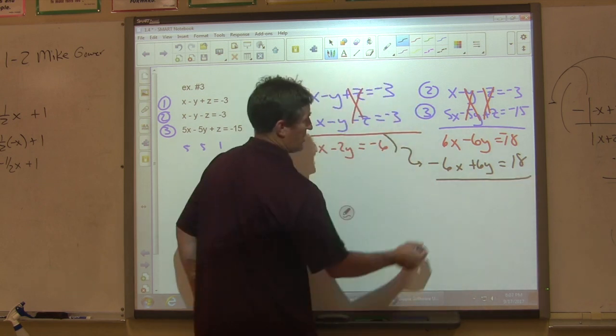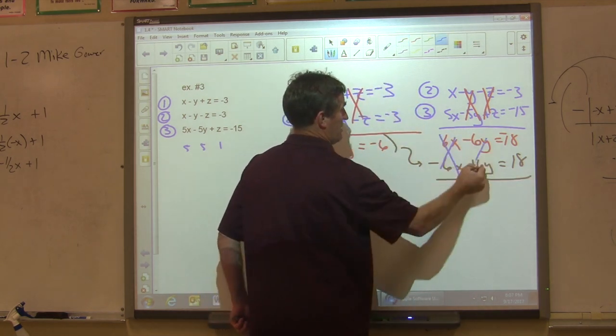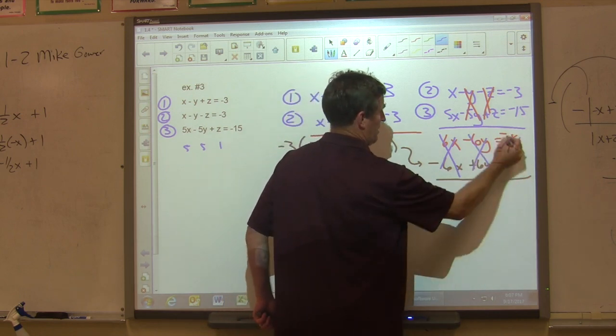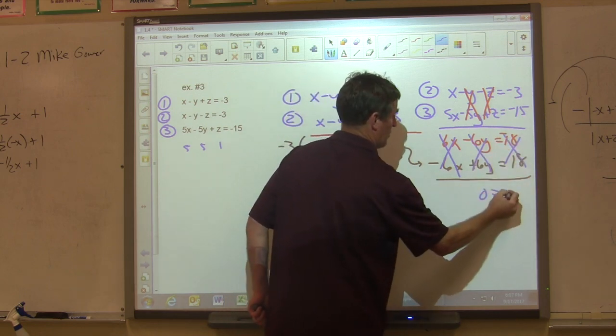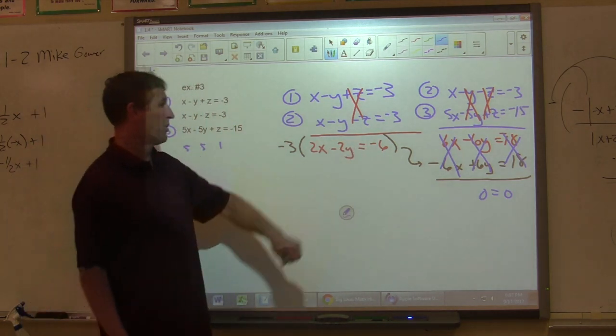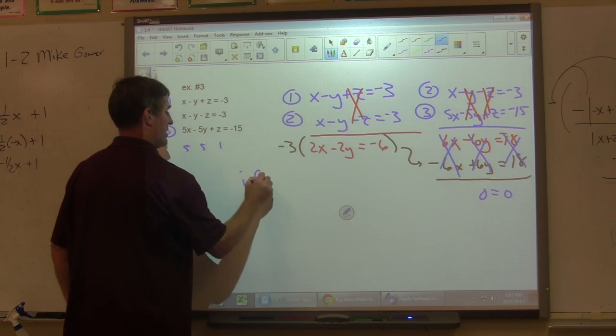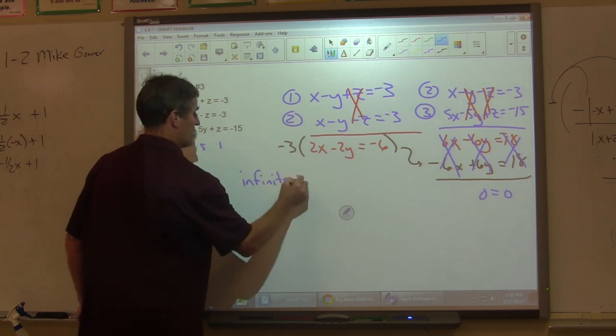And so when I add those together, opposites cancel, opposites cancel, opposites cancel, so I get 0 equals 0. So this is a case where the variables canceled out and it's equal, and so that would be infinite solutions.